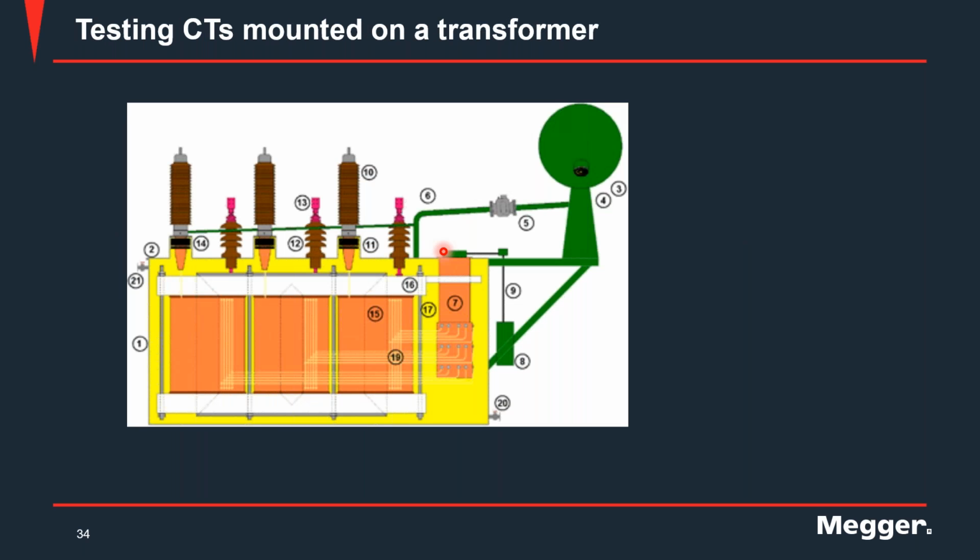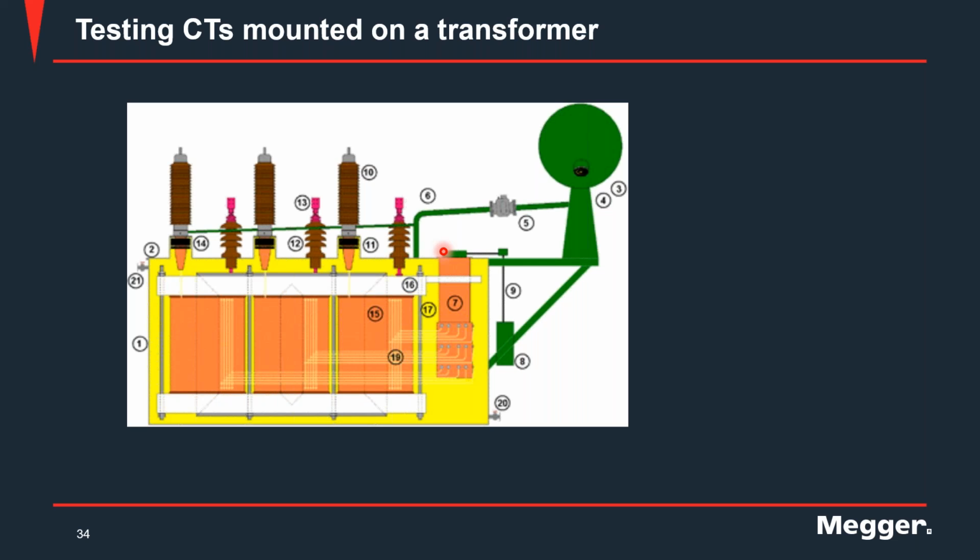Testing CTs mounted on a transformer. Typically, when you're in the field and trying to test CTs which are mounted on a transformer, you will see a high ratio error, and it's pretty common for us to get calls from a customer who is out in the field, trying to test CTs and running into high ratio errors. That's why I chose to include this slide in the presentation.